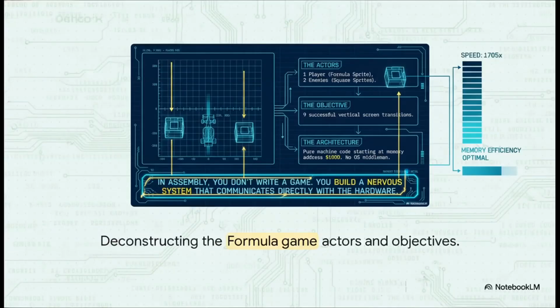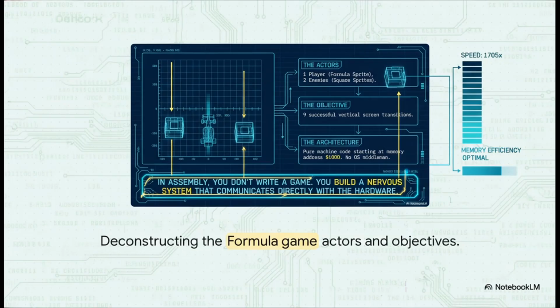So let's actually see this anatomical deconstruction in action. We'll look at a game called Formula. Taking a top-down view, we've got our actors. You have one player controlling a Formula race car sprite and two enemy square sprites just darting across the screen. The objective is elegantly simple. The player just has to complete 9 successful vertical screen transitions, moving from top to bottom, all while dodging those enemies. Sounds simple enough, right?